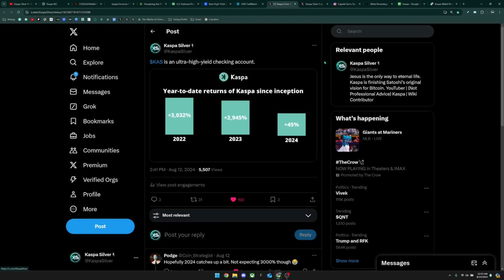And you could see that in the year to date returns over the years. In 2022, Kaspa produced a 3,000% return. In 2023, it produced another close to 3,000% return. And in 2024, this year, it has produced only about a 45% return, but there's still a lot left in this year, and I believe that it possibly does have a good bit to grow before the end of the year. But nonetheless, we're seeing Kaspa producing good returns year after year. Of course, they're going to be diminishing because Kaspa is just a much larger project nowadays.